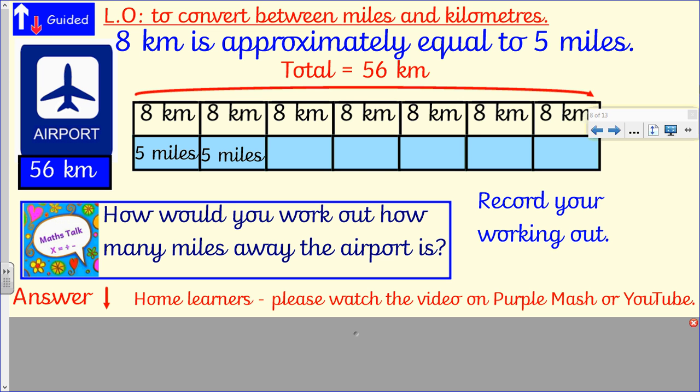Right. Now, there's a couple of these. I'm hoping this video isn't going to be too long to fit onto Purple Mash, if I'm honest. So 8 kilometers is approximately equal to 5 miles. How is that fact not in your brain yet?